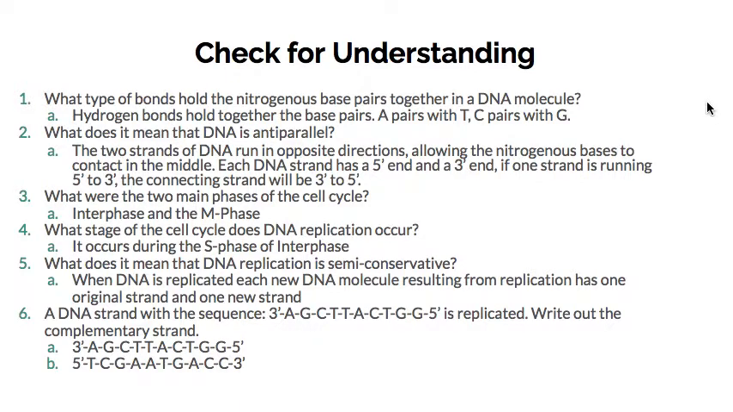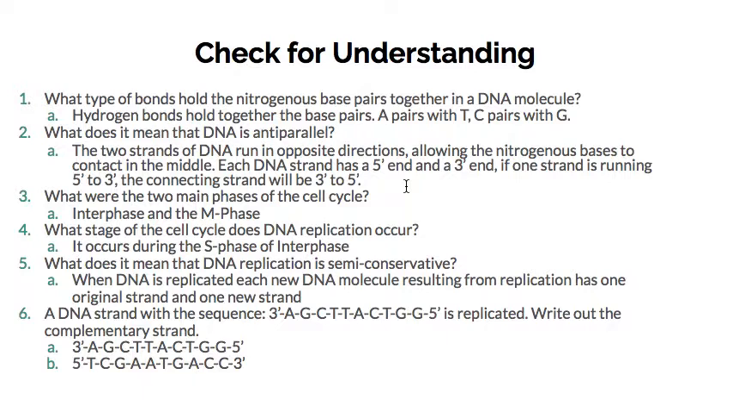Okay, so let's go ahead and check yourself. Remember, the nitrogenous base pairs were held together with hydrogen bonds, and A paired with T, C paired with G. Anti-parallel meant, again, DNA runs in opposite directions, and that allows the nitrogenous bases to contact in the middle. Each strand has a 5' end and a 3' end, so if one strand's running 5 to 3, the connecting strand will be 3 to 5.